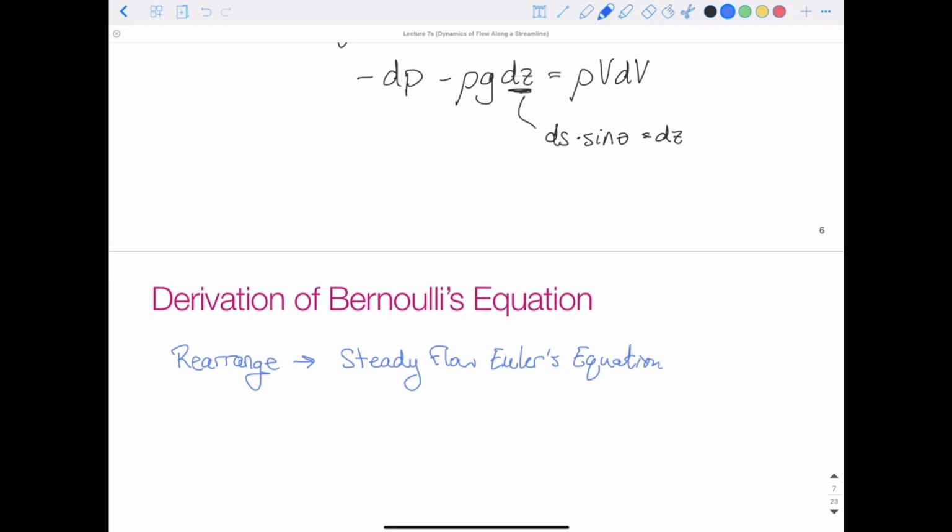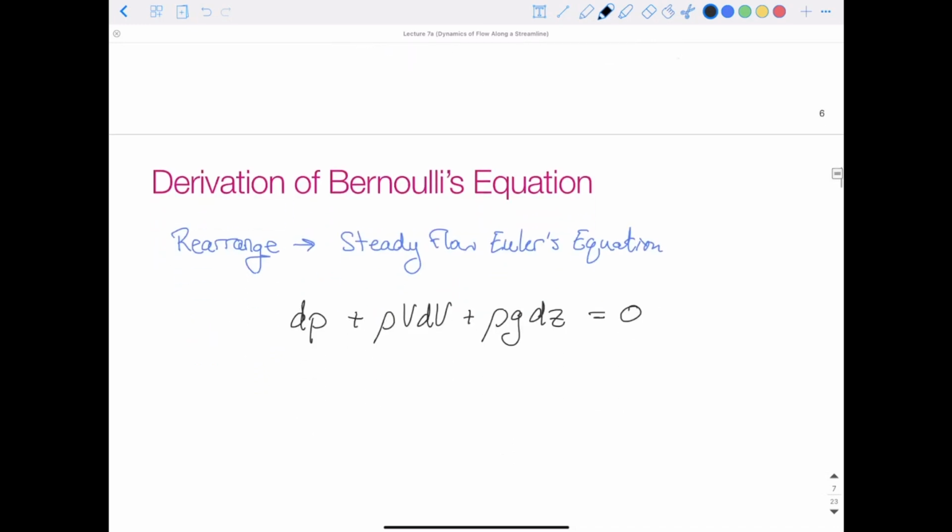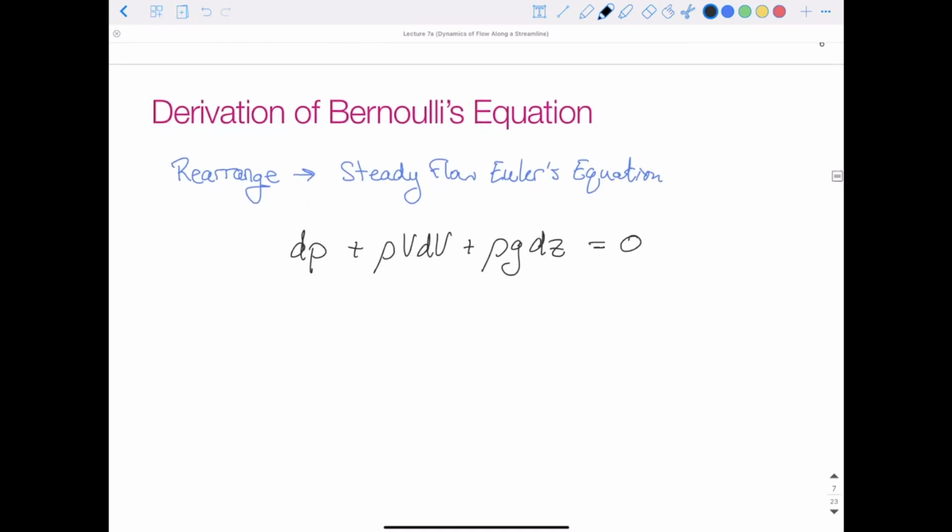So we just put all of the terms on the same side and make them all positive, and we end up with dp plus rho v dv plus rho g dz is equal to 0. So this is our steady flow Euler equation. And then if our flow is incompressible, we can integrate Euler's equation along the streamline and we get Bernoulli's equation.